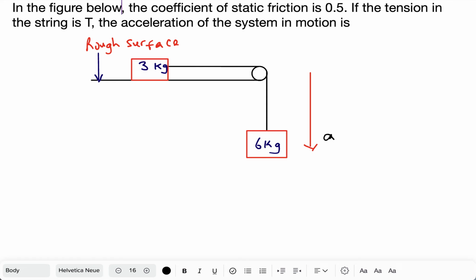This is a UTME physics problem, and we have to look for the acceleration of this system given all of this information. To find the acceleration of this system, the first thing we want to do is break this thing down such that we analyze the motion on this surface and we also analyze this motion as it's going down.